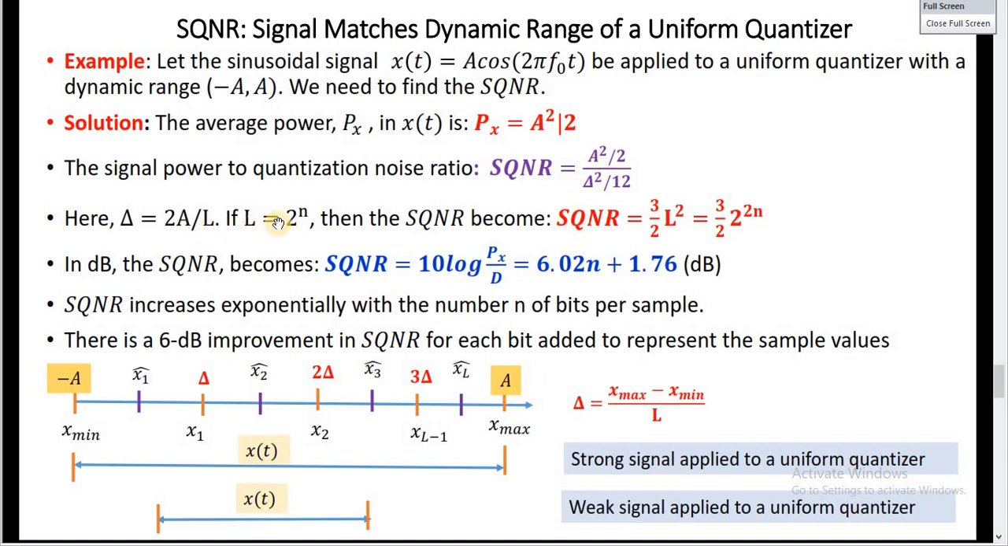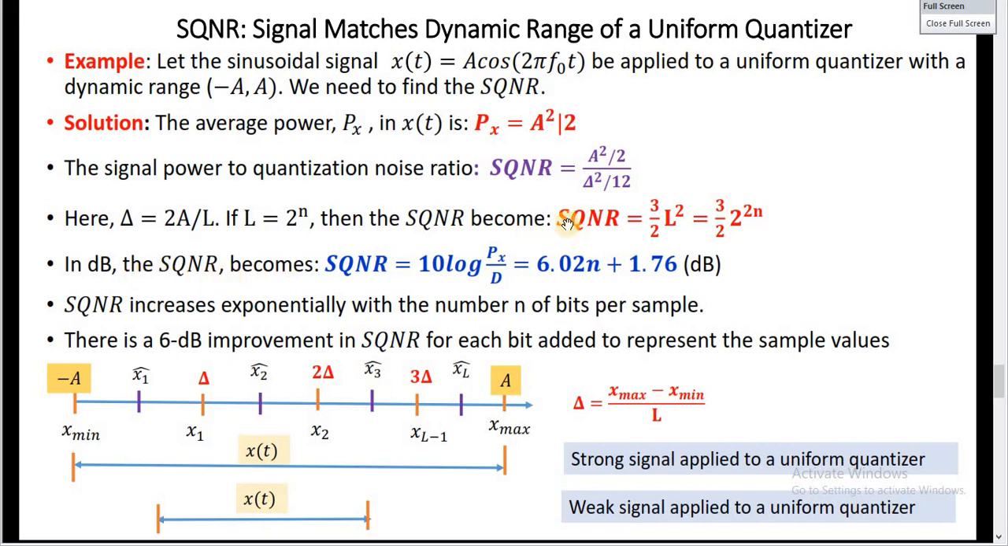If L equals 2 to the power N, N is the number of binary digits, then the signal to quantization noise ratio becomes A square over 2 divided by delta square over 12, and we have 3 over 2 L square. Also, we can express this formula in terms of the number of binary digits, or in terms of this integer N, as 3 over 2 times 2 to the power 2N.